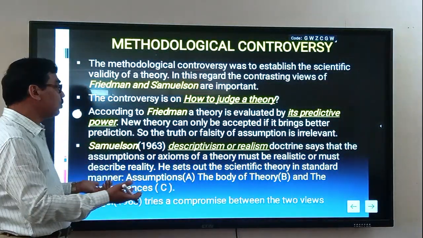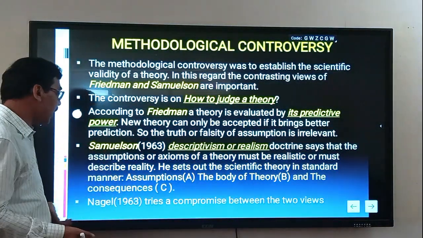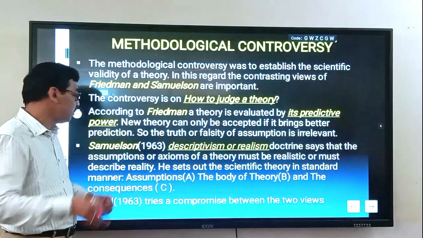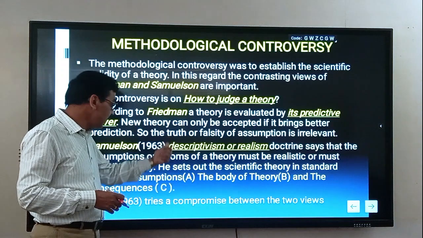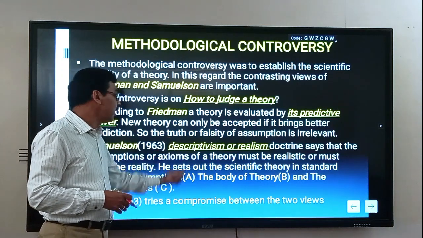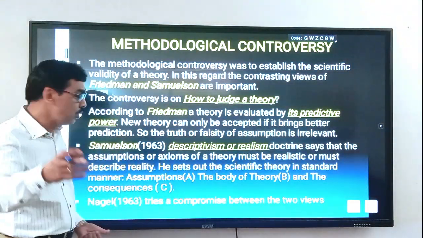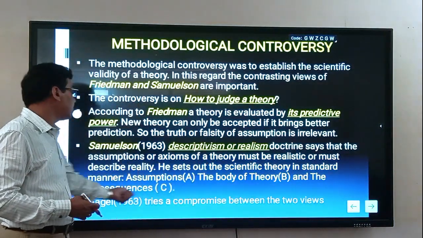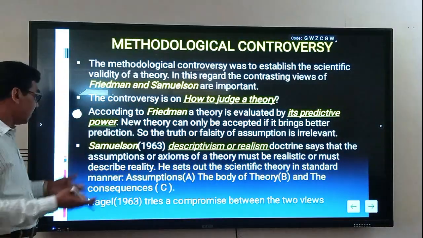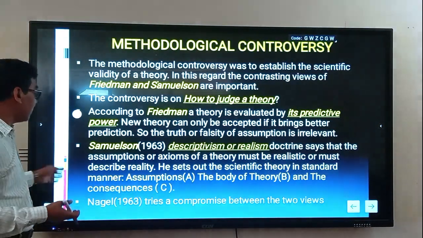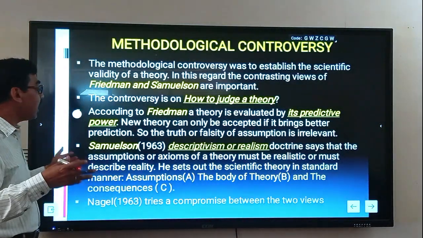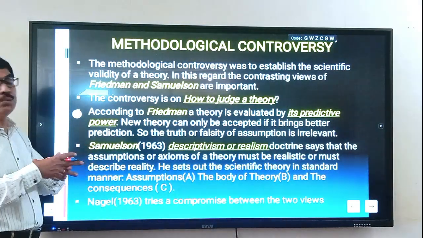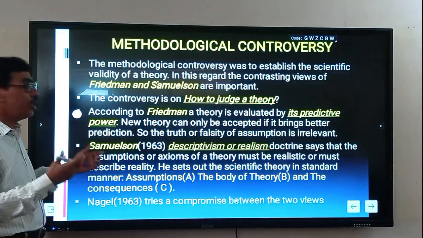And he sets out the scientific theory in a standard manner. The structure of the scientific approach begins with assumptions, so he gave much emphasis to assumptions. If assumptions are true, then the theory will be true and its predictions will be true. Then comes the body of the theory and the consequences C. But after that, Nozell in 1963 made a compromise, reaching a position in between the two, compromising between the two views.